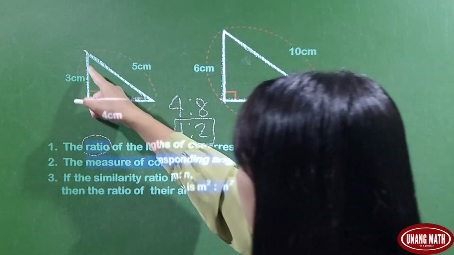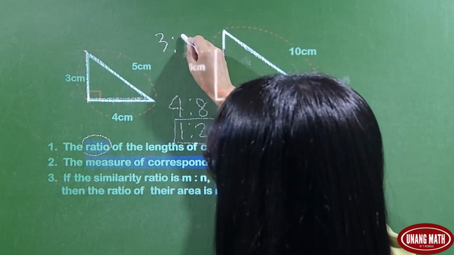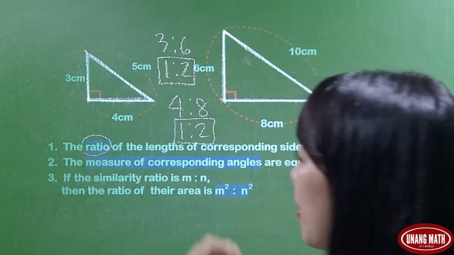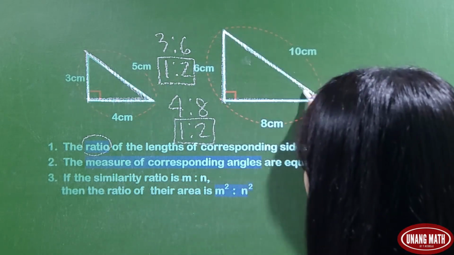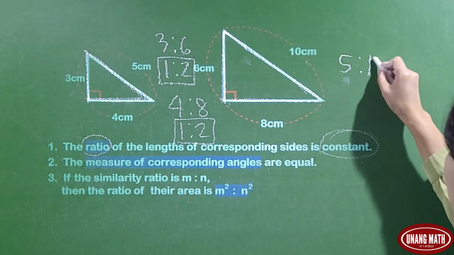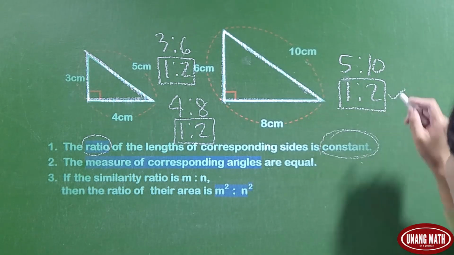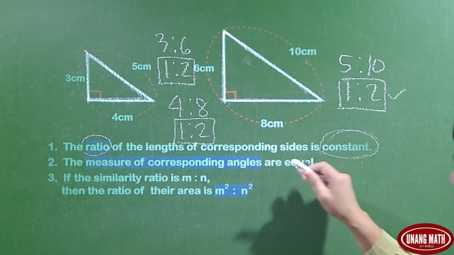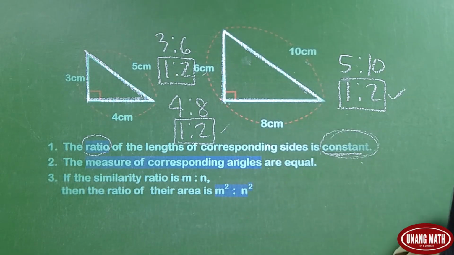Let's check. This is 3 centimeters, this is 6 centimeters. So 3 is to 6. Simplified, it would be 1 is to 2. What about these corresponding sides? This is 10 and this is 5. So 5 is to 10. And if we simplify, it's also 1 is to 2. So the ratio of the length of corresponding sides is constant.